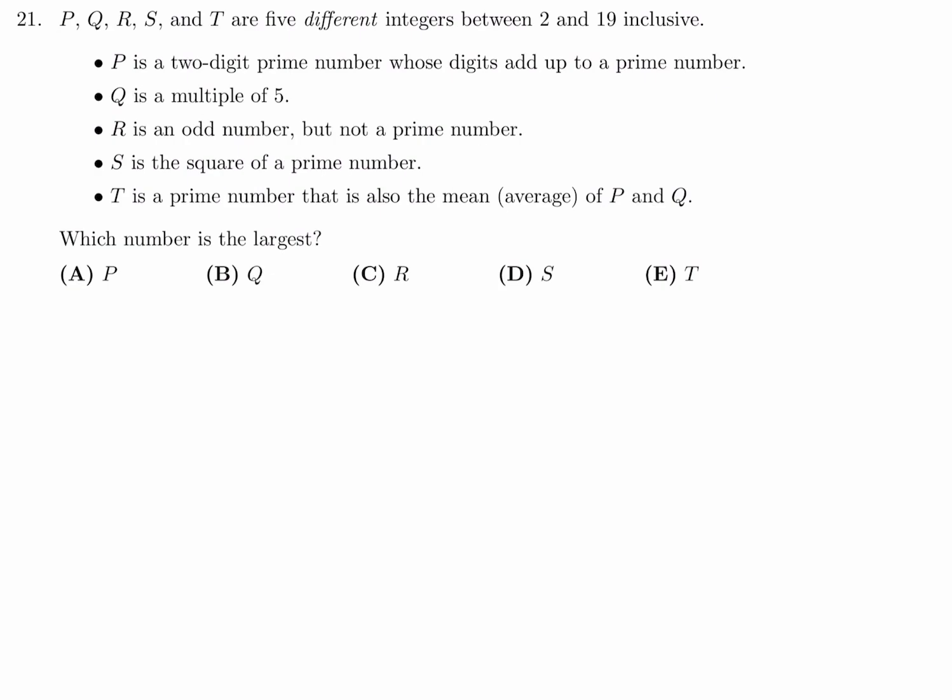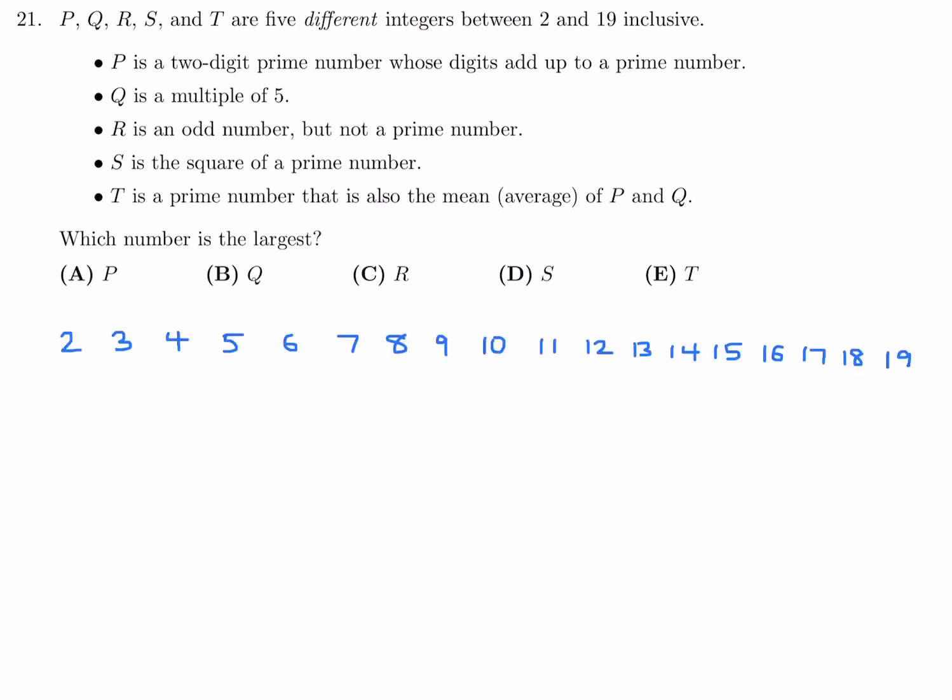P, Q, R, S, and T are 5 different integers between 2 and 19 inclusive. Which number is the largest? Let's go through each of these. First, let's list all the integers from 2 to 19. And then we can talk about each of these one by one.